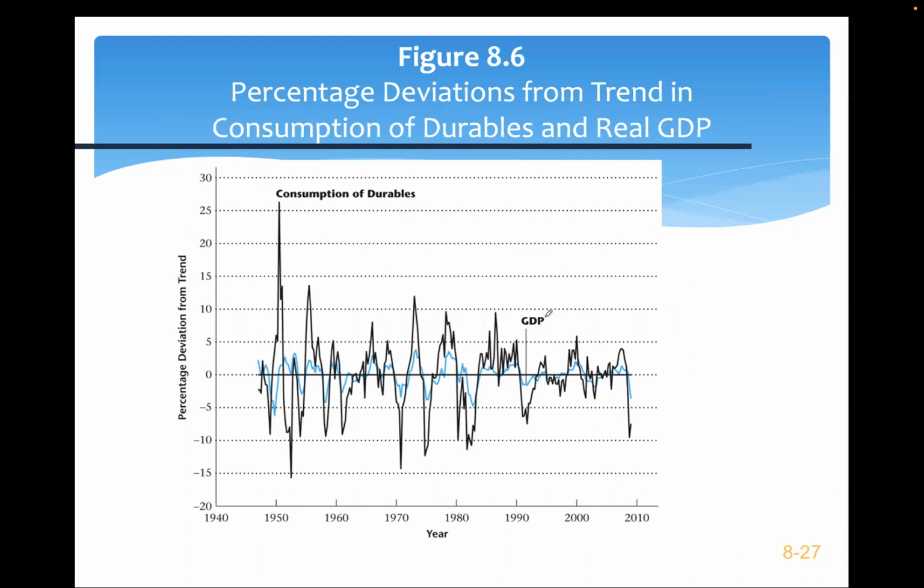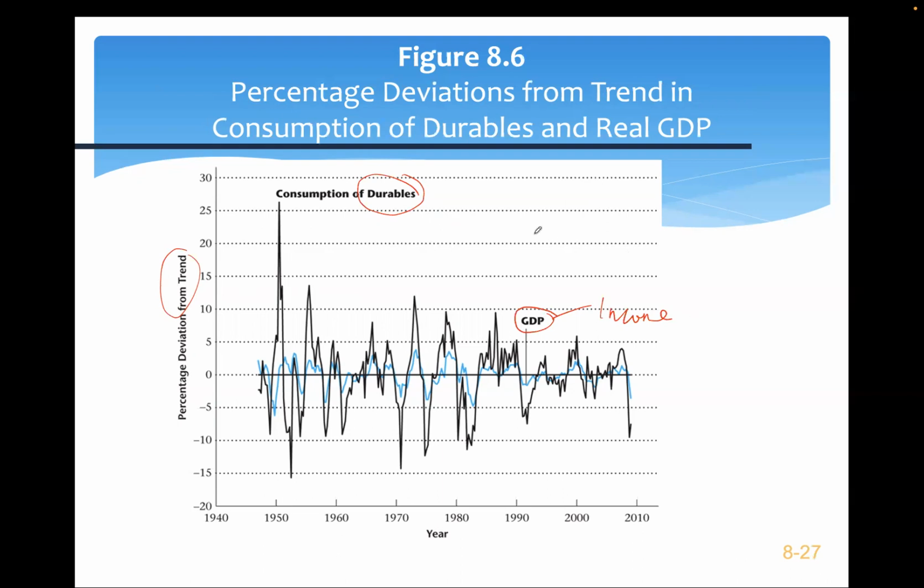This light blue line is GDP, which is income, right? We can interpret this as income. The solid dark line is consumption of durable goods, right? And this is a percentage deviation from trend, or simply, you can consider this as how it is compared with the previous year. Okay?